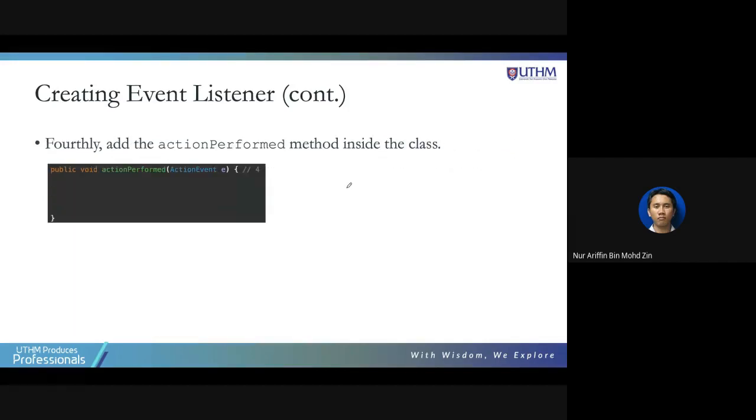Okay, step number 4, we need to put the add action perform method inside the class. So we need to write public void actionPerformed. Okay, must be public void. Then we call the class ActionEvent, and then put any instance. Whatever instance of your choice, you put over here. This one is compulsory. The name must be exactly like this, actionPerformed, capital P.